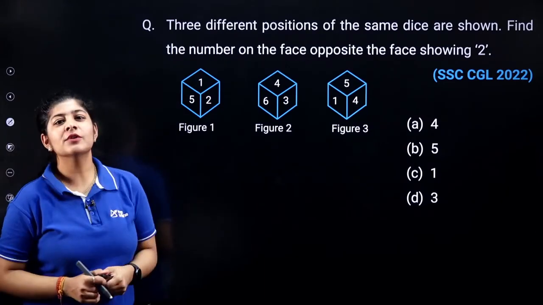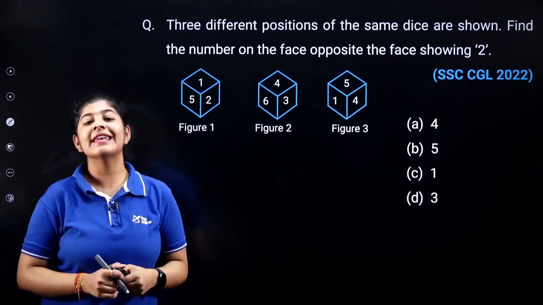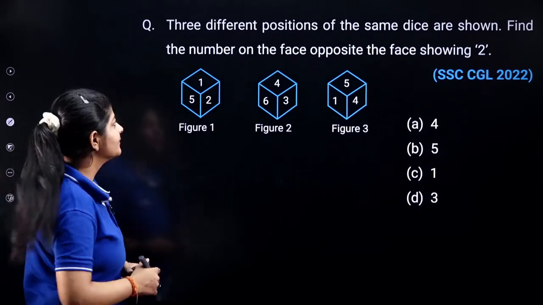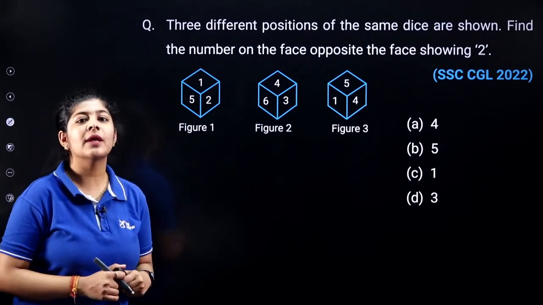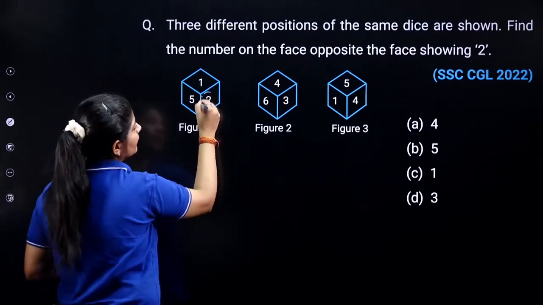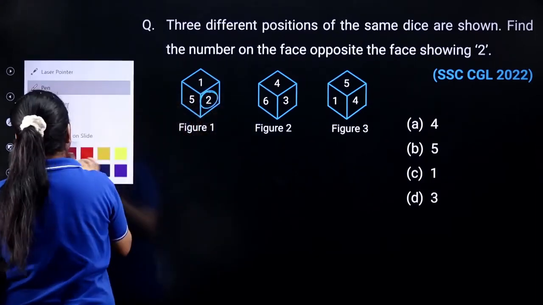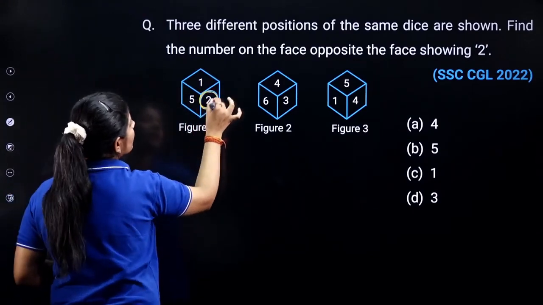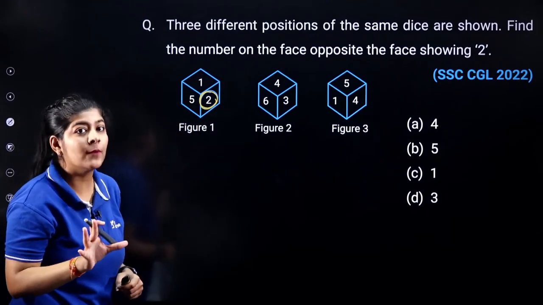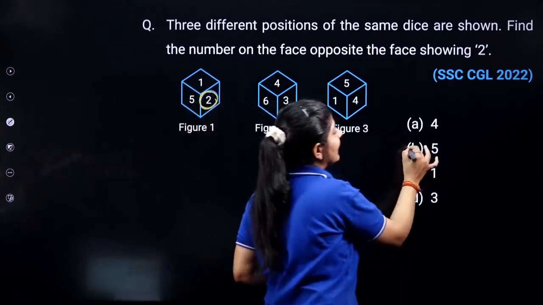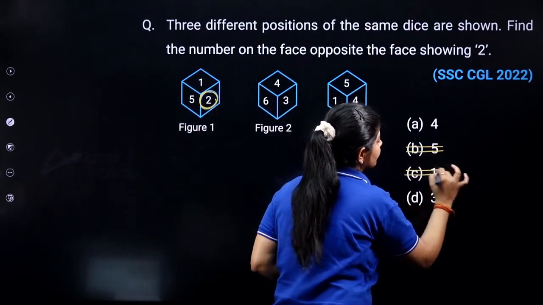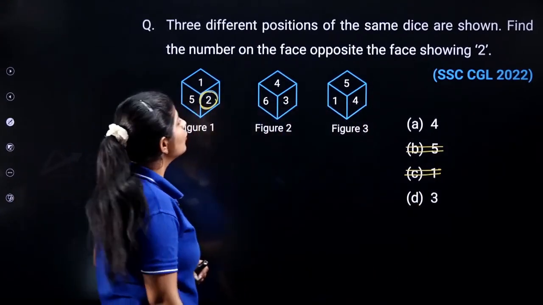Okay, so we know that opposite pair can never be adjacent to each other. And what we need to do? We need to find out the opposite pair of 2. So we can say that if we want to find out the opposite pair of 2, 1 and 5 can never be opposite to 2. So just simply eliminate these 2 options.